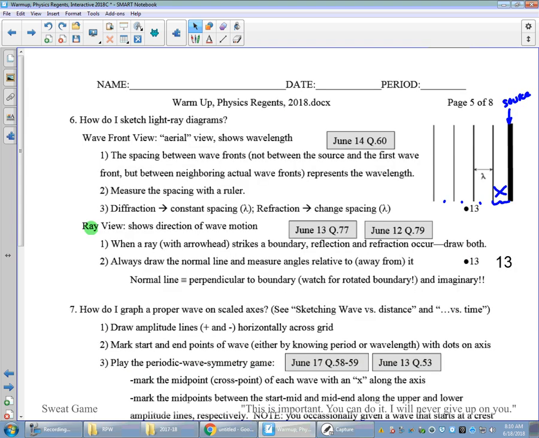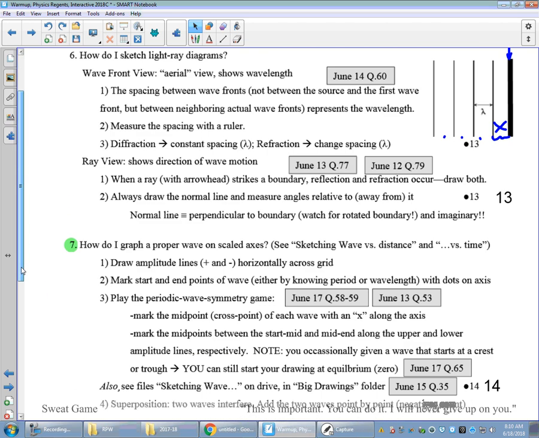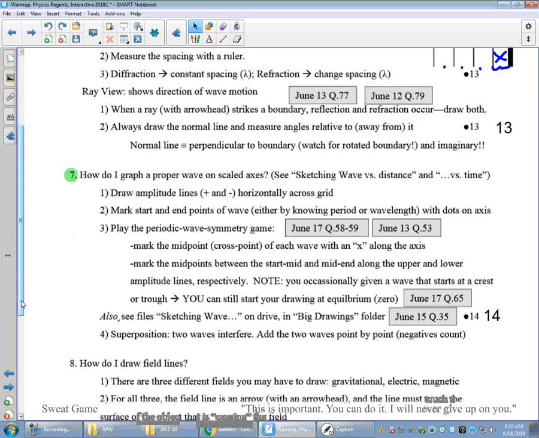Okay, good. Almost there. How do I graph a proper wave on scaled axes? We've practiced this quite a bit, and there are some steps over here. We'll just go over them. There are a couple files which all of you have access to called sketching wave, etc. in the big drawings folder. And that actually shows you step by step a number of waves, how to do this. So the other way of sketching proper waves, we sometimes have to make simpler superposition graphs. So let's go check all this out.